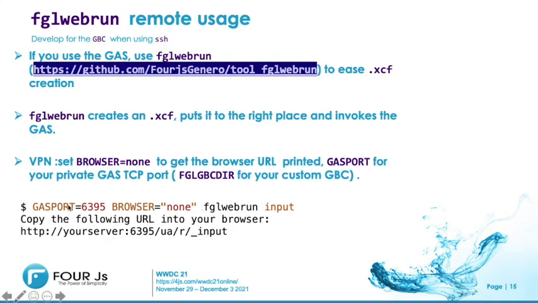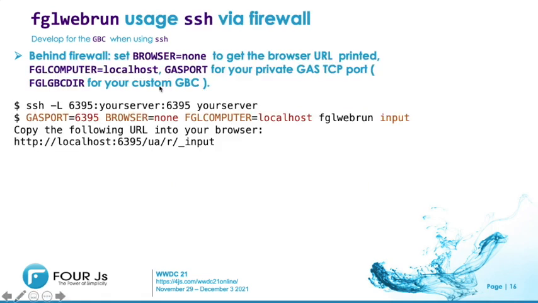Back in the slides, I did demo the invocation of FGLWEBRUN in the remote mode by setting browser to none. And in this mode, you could also set GAS port. Then you get the URL printed. Then I showed you what you would need to do if your GAS is firewalled.